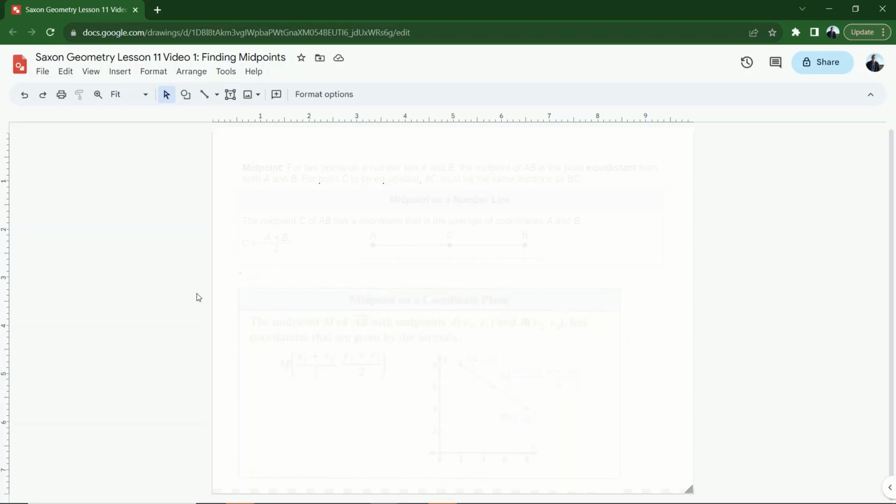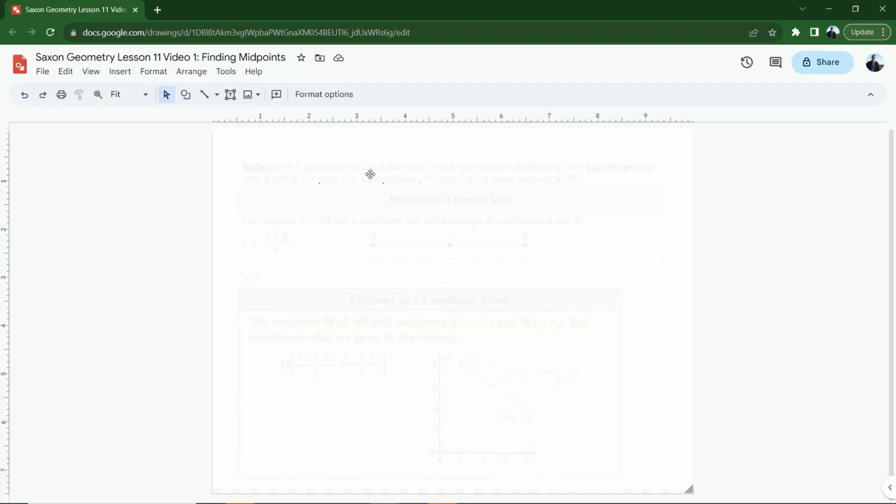Hey geometry students, in this video we're going to be taking a look at the midpoint formula. There's actually two versions of the midpoint formula. One of them we've encountered before when we first talked about midpoints. The two versions are for the midpoint of a number line, and then we're also going to talk about midpoints on a coordinate plane when we're talking about two dimensions. Let's go ahead and dive in and get started.